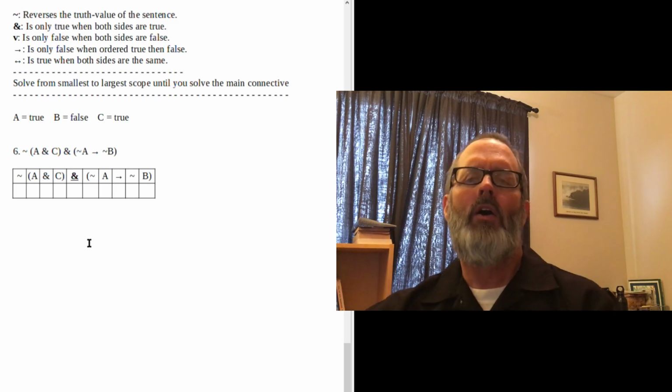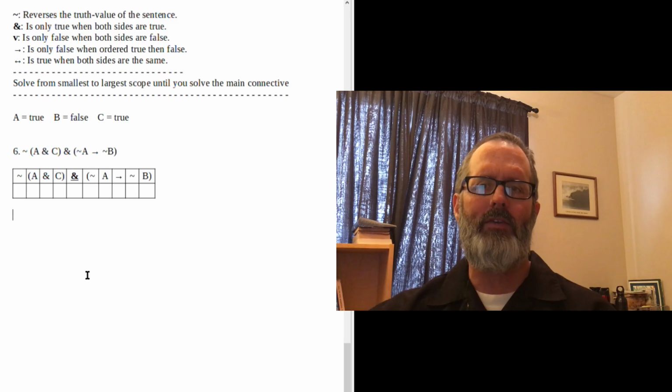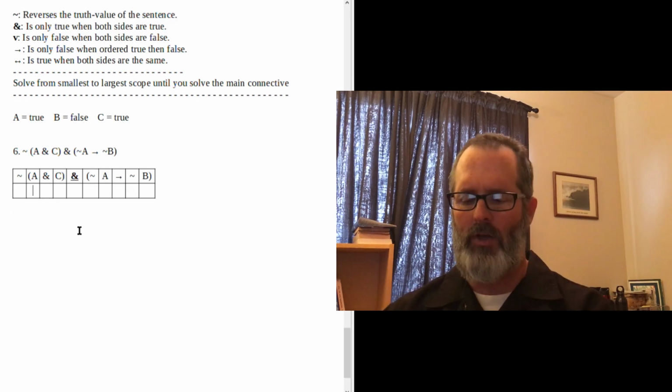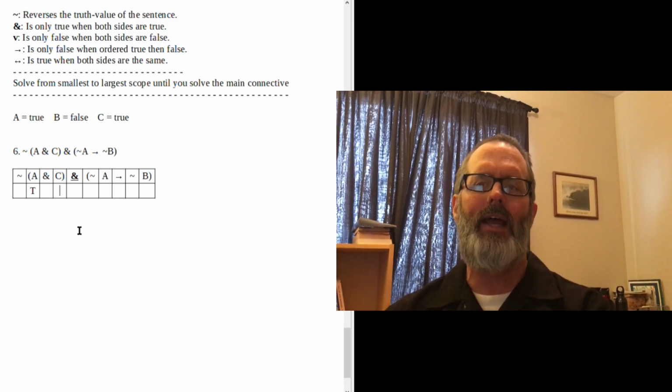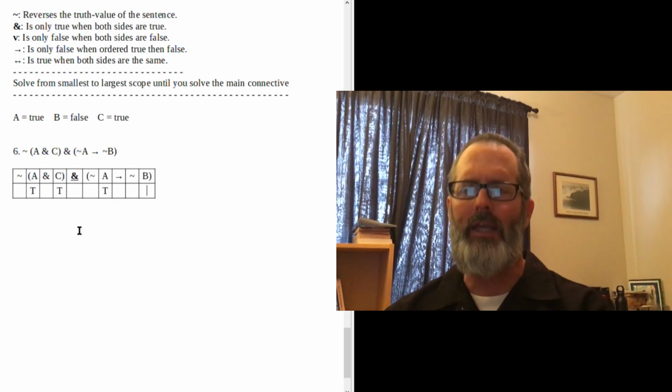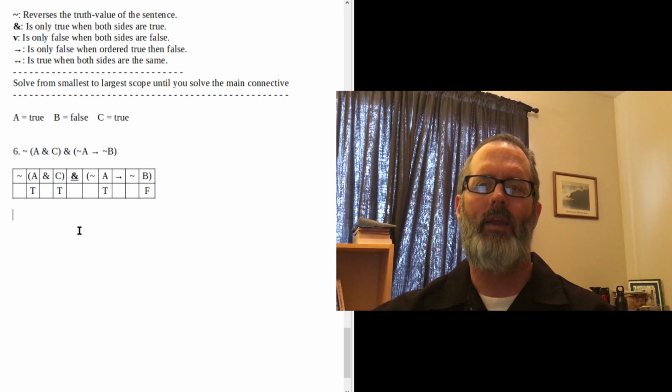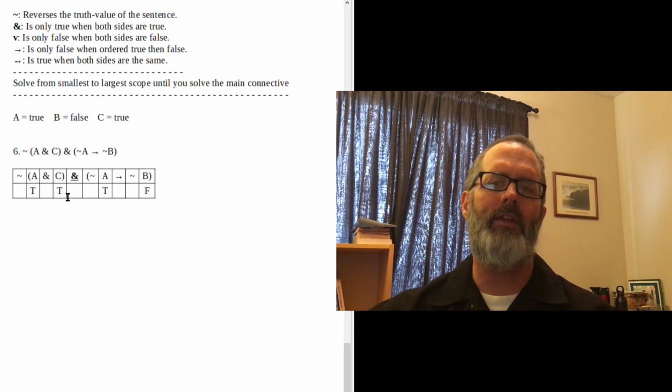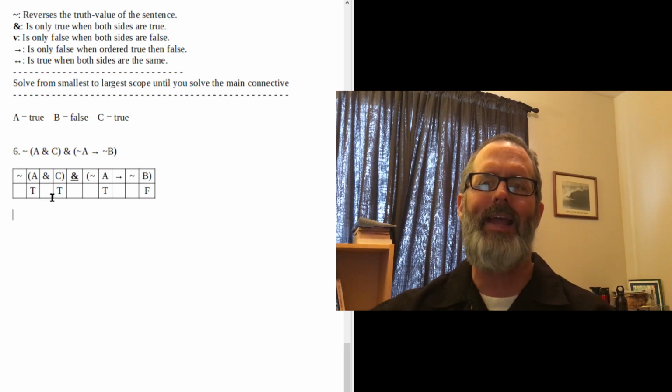Now, we next work from smallest to largest scope. Smallest scope is always your sentence letter values. A is true, C is true, A is true, B is the value that's false. We now work, we'll start on the left. We start inside parentheses so we can solve this and. This negation is outside parentheses, so we have to solve this first. Remember, we can't distribute value because that would change the meaning.